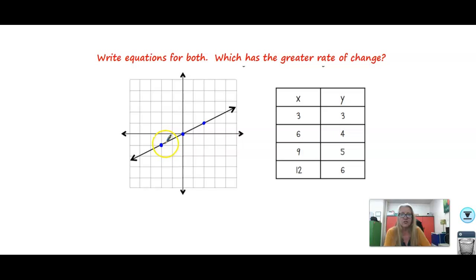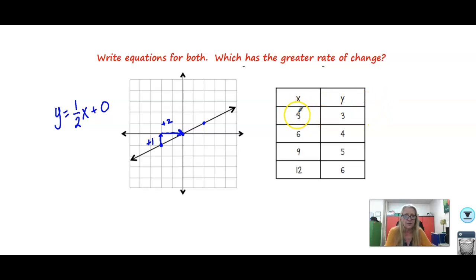So to write the equation, we need the slope. Remember, slope is rise over run. Go from a left point to the right point. Rise up 1 and right 2. So up 1, right 2 gives us a slope of positive 1/2. That's our slope. What's our y-intercept? Right here, 0. That's our y-intercept.